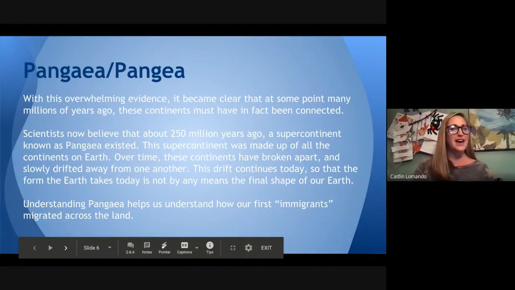With this overwhelming evidence, it became clear that at some point many millions of years ago, these continents must have in fact been connected. Scientists now believe that 250 million years ago, a supercontinent known as Pangea existed. This supercontinent was made up of all the continents on Earth. Over time, these continents have broken apart and slowly drifted away from one another. This drift continues today, so that the form the Earth takes today is not by any means the final shape of our Earth. Understanding Pangea helps us understand how our first immigrants migrated across the land.